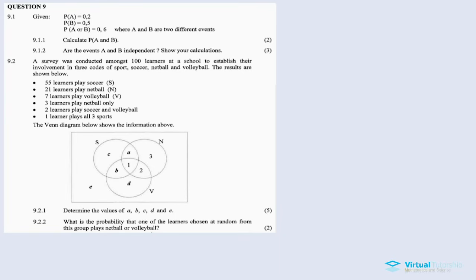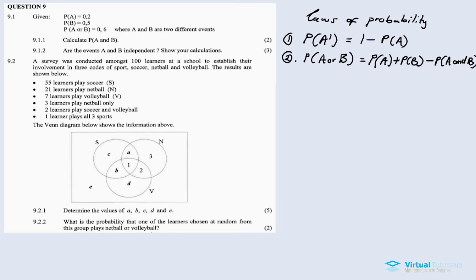So lana ku 9.1 sikhuluma ngama fundamental laws of a probability. So the laws of a probability are number 1, the probability of not A is equal to 1 minus the probability of A. And then number 2, the second law says the probability of A or B is equal to the probability of A plus B minus the probability of A and B.